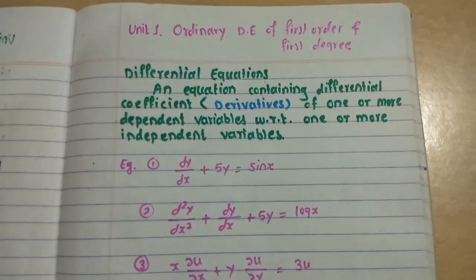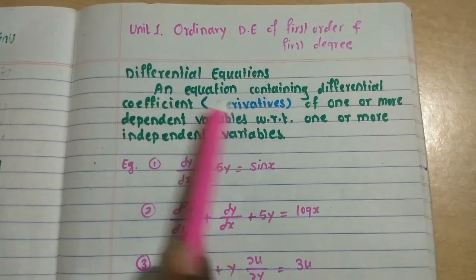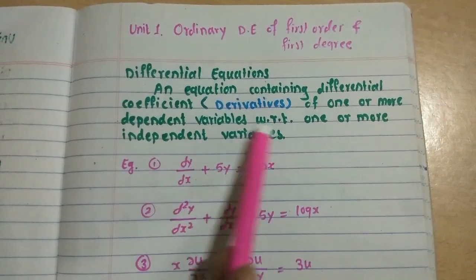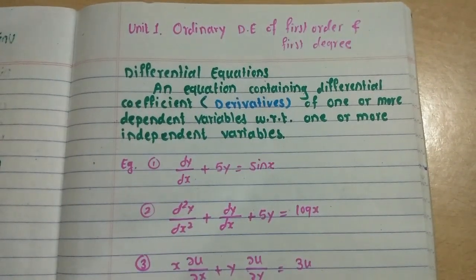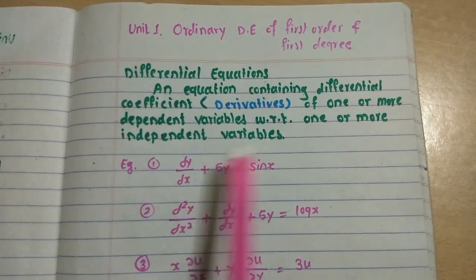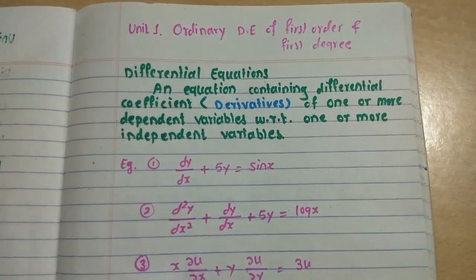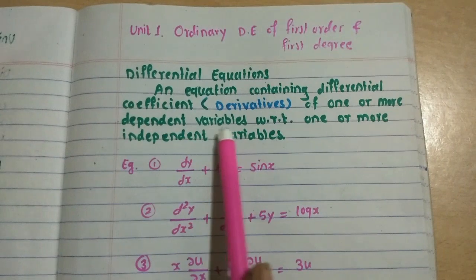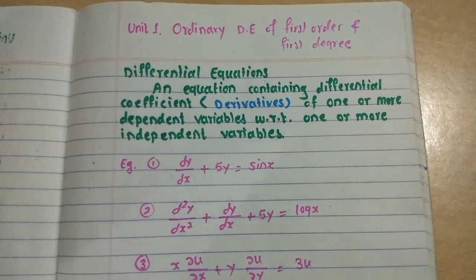So let's start with the definition of differential equation: an equation containing differential coefficients. Differential coefficient means derivatives of one or more dependent variables with respect to one or more independent variables. Then we say that it is a differential equation. So first try to understand: any equation which contains derivatives like dy by dx, d square y by dx square, d cube y by dx cube and so on, with respect to one or more independent variables, we say that it is a differential equation.